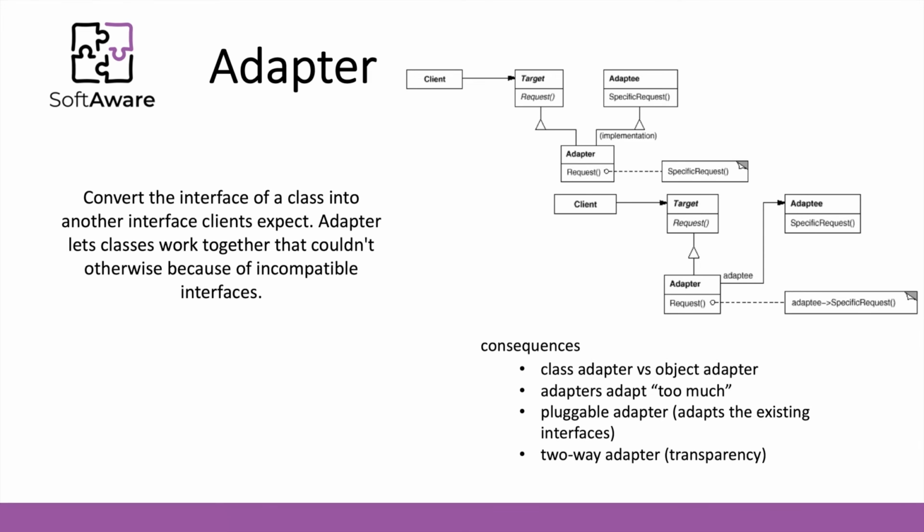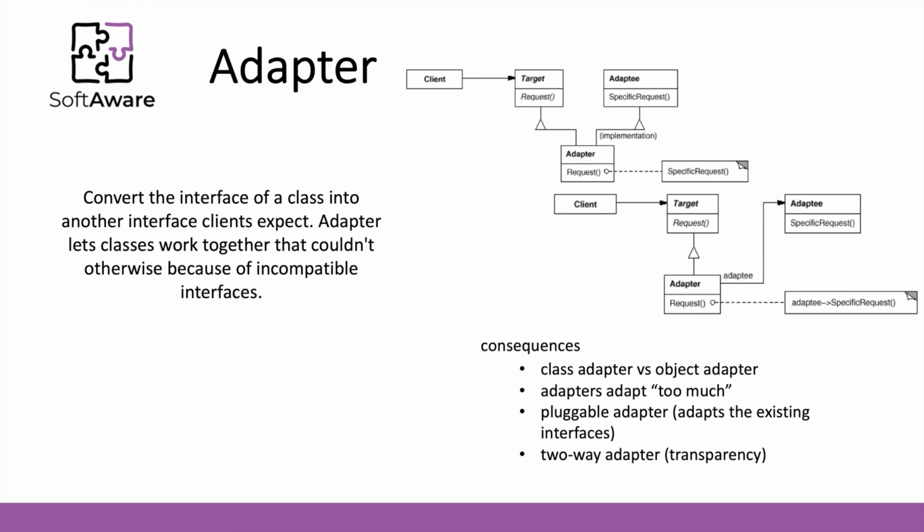There are some adapters that are considered pluggable, where a class is more reusable when you minimize the assumptions other classes must make to use it. By building interface adaptation into a class, you eliminate this assumption, so the adapter becomes more pluggable and adapts to existing interfaces.